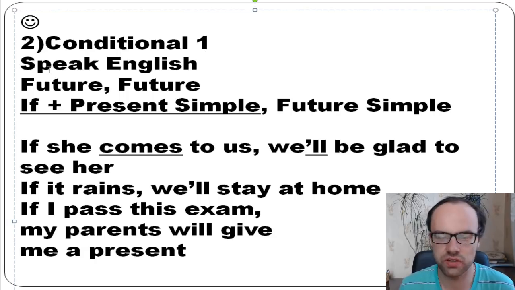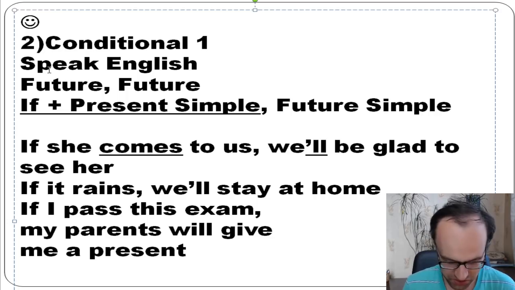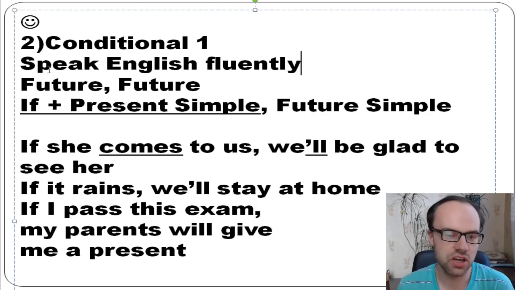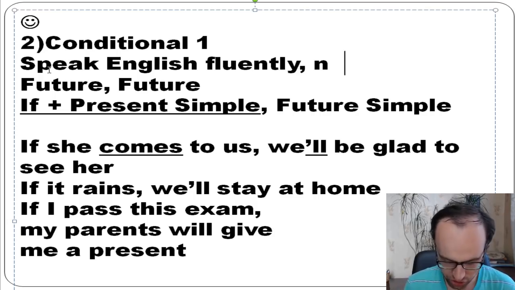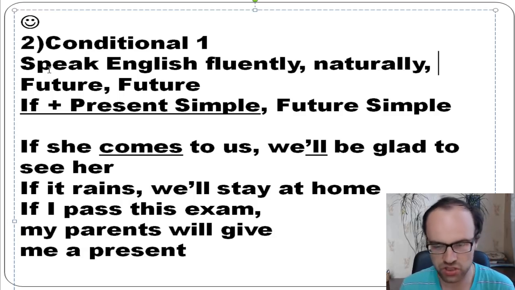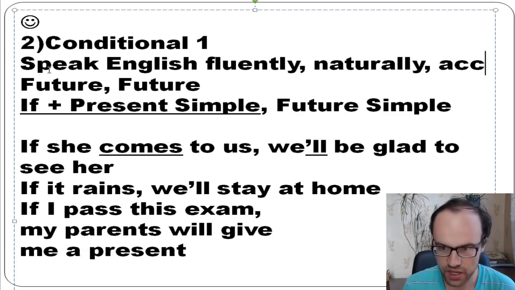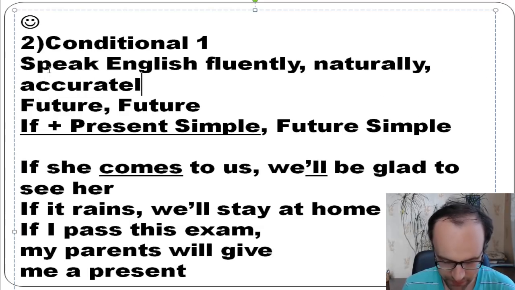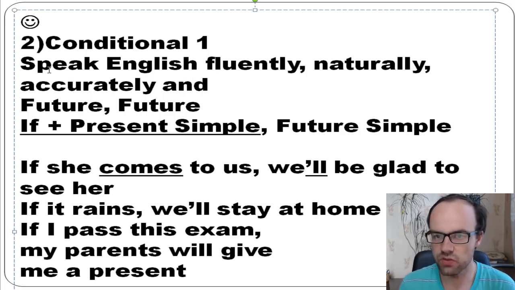So this course isn't only for grammar, it's for speaking too. So you can use all this grammar in your speech, and you can sound more natural and more advanced. Okay, so speak English fluently. It means you can speak it very fast, naturally, like native speakers. So you need to sound natural, okay, fluently, natural, accurately. Accurately means without mistakes, and confidently.